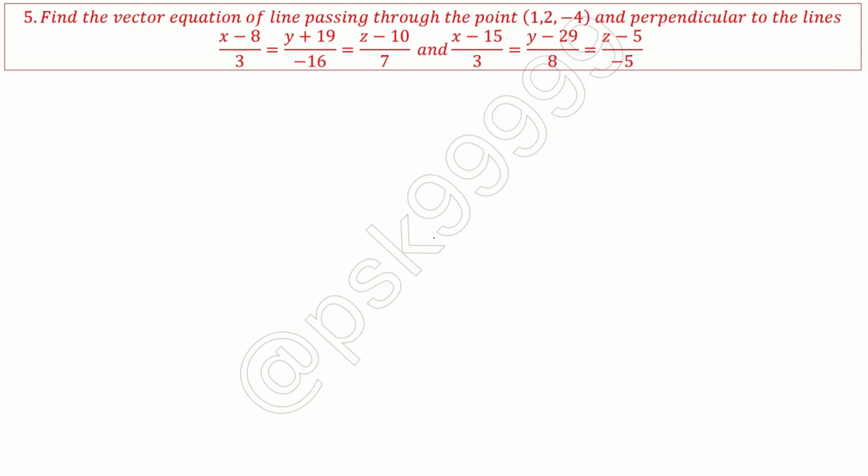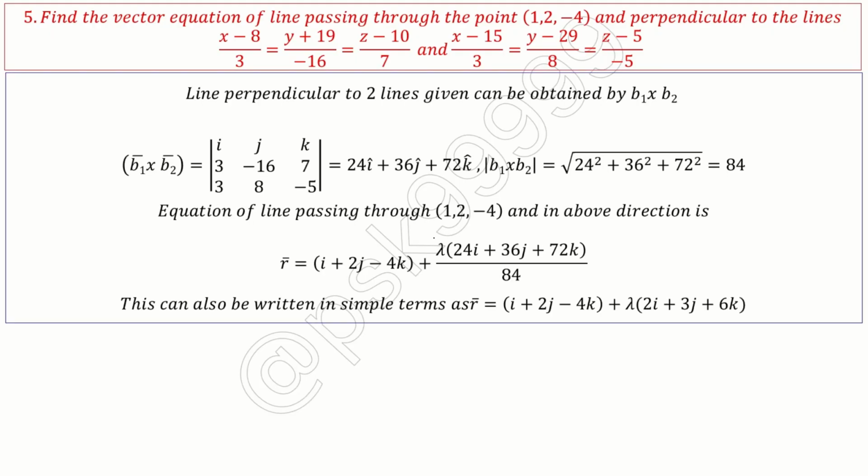Find the vector equation of a line passing through the point and perpendicular to the two given lines. Now, how to find the line perpendicular to the given lines? You should remember your vector algebra. If two vectors A and B are given, the perpendicular direction is always A cross B. I am interested only in direction, not worried about the modulus. So if this is my b1 and this is my b2, b1 cross b2 gives me the direction perpendicular to these two lines.